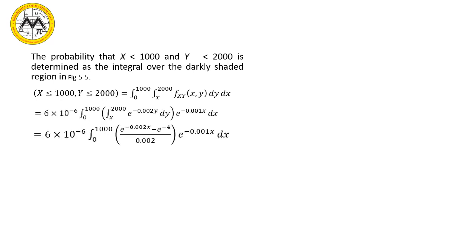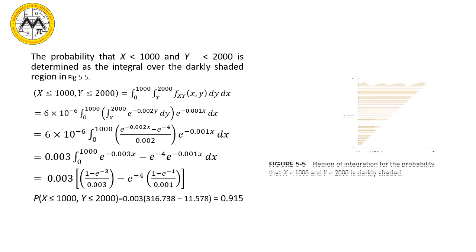As an example, the probability that x is less than 1000 and y is less than 2000 is determined as the integral over the dark shaded region on the right side. So our boundary is x equal to 1000, and then this is y equal to 2000. This is the region being defined.